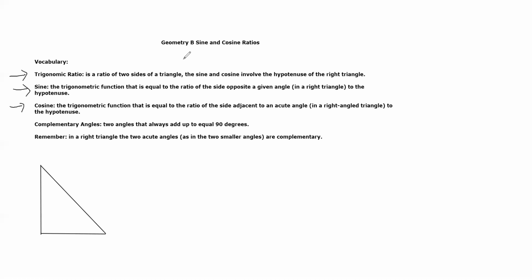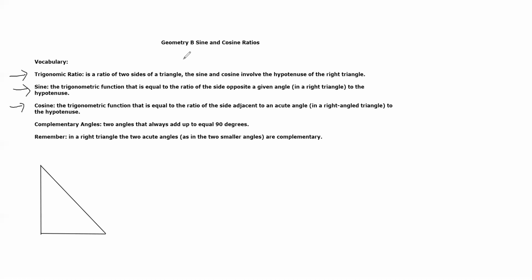Sine is just a trigonometric function that is equal to the ratio of the side opposite to a given angle in a right triangle to the hypotenuse. Cosine is a trigonometric function that is equal to the ratio of the side adjacent to the acute angle in a right-angled triangle to the hypotenuse. Now, that's a really, really complicated way of just saying sine is equal to opposite over the hypotenuse, and cosine is equal to adjacent side divided by the hypotenuse. And this will all become clear in the next slide because I'm going to break all that down. But for now, just go ahead and write the definitions.